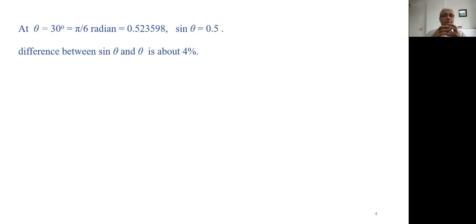So if I am taking this as an approximation at 30 degree, I'm assuming that I need my answer accurate up to 4%. So within plus or minus 4%, whatever answer I get is acceptable to me. Then I can say sine theta is okay. This difference will be smaller for smaller values and would start increasing as you go to higher and higher values.